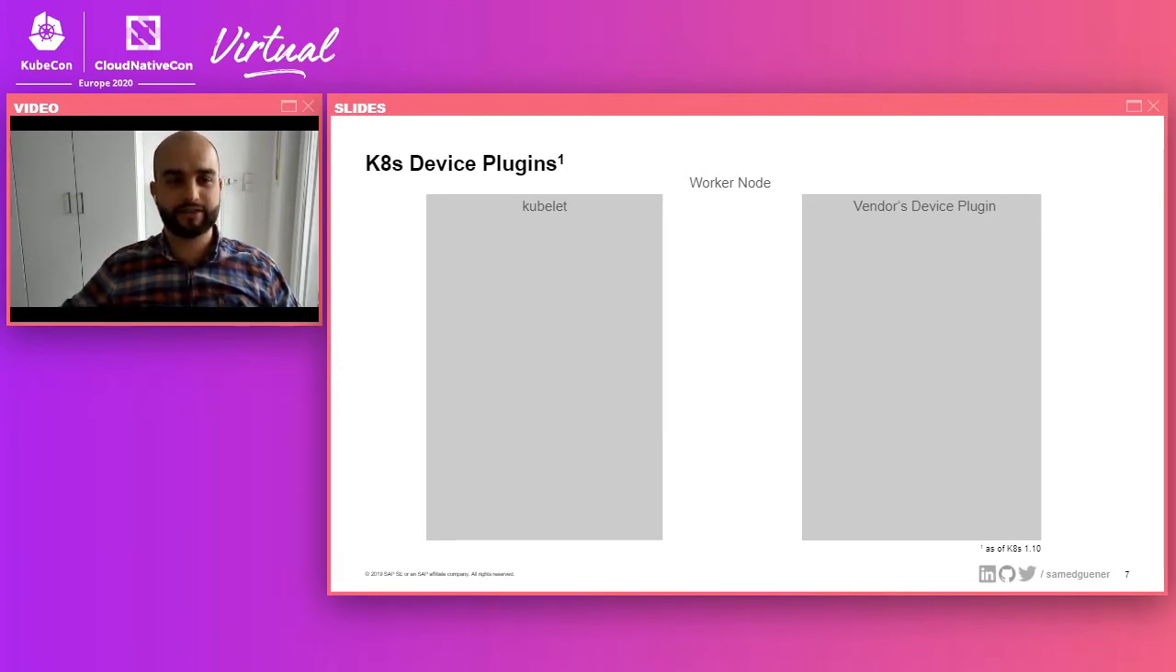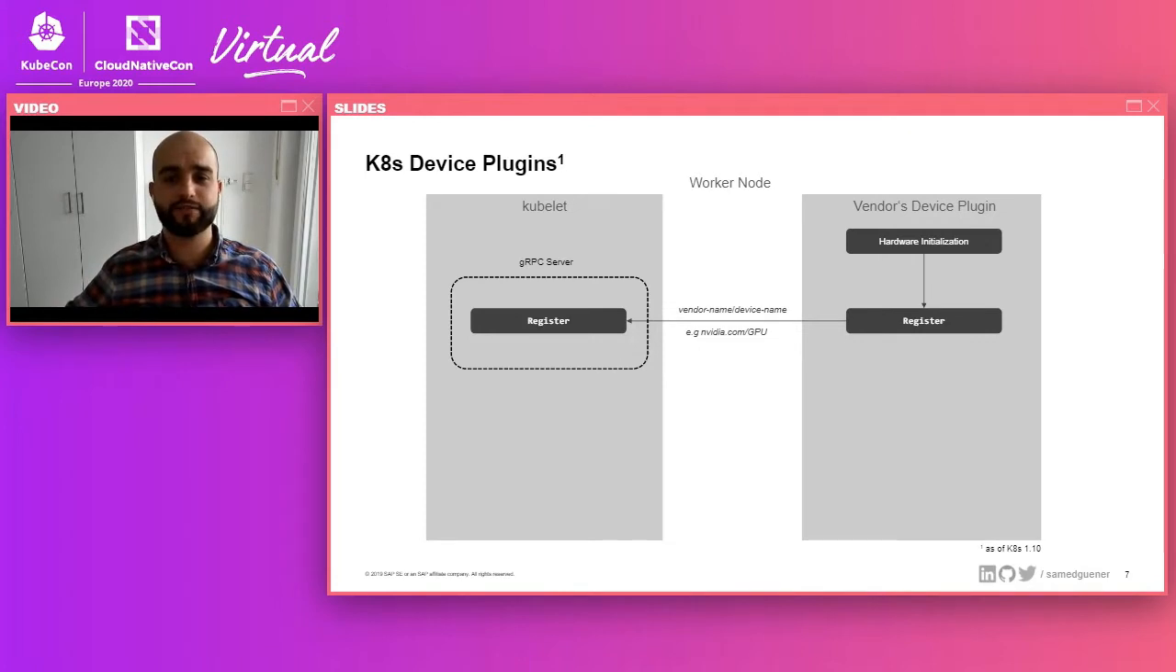Once the device plugin is deployed through a usual deployment through Kubernetes, the vendor device plugin does some initial hardware initialization, for example, finding the hardware, loading the driver, etc. Once done, it registers itself by calling register and passes the resource identifier we have already seen on our pod specification, consisting of a vendor name and the device name.